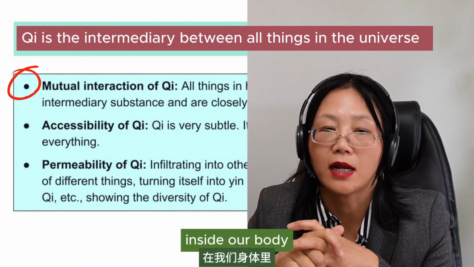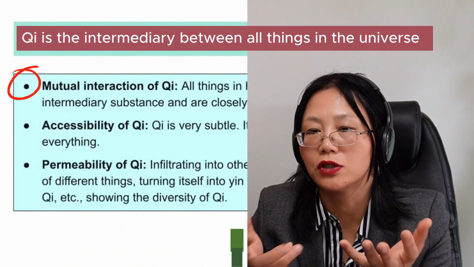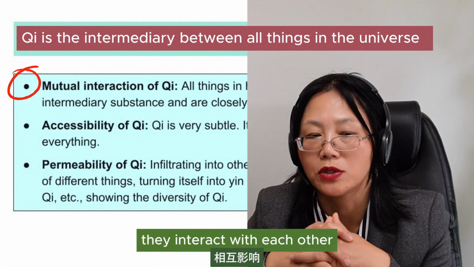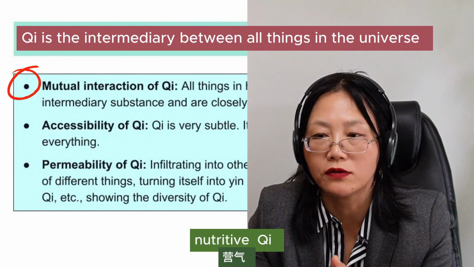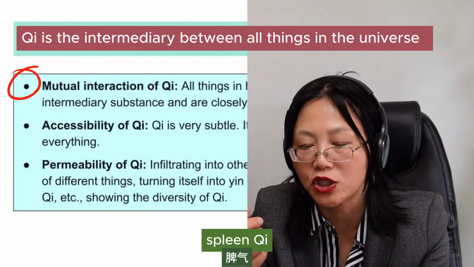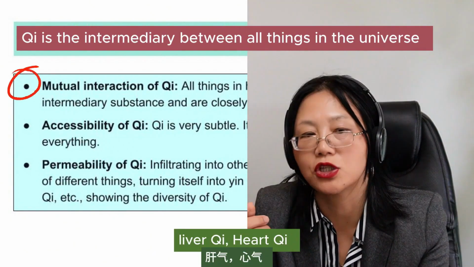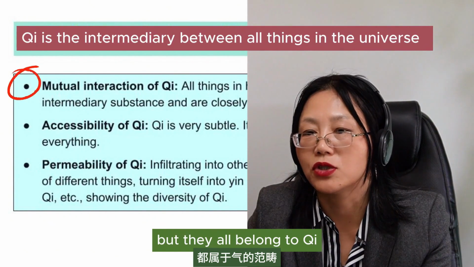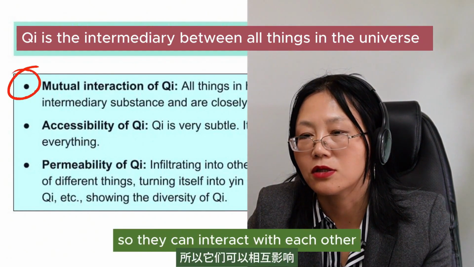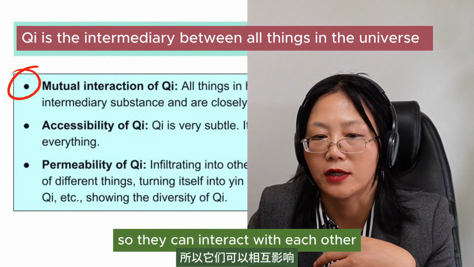Like the organs inside our body, there are different qis. Those different qis interact with each other. Outside qi, inside qi, defensive qi, nutritive qi, kidney qi, spleen qi, liver qi, heart qi, lung qi. So many qis, but they all belong to qi. Because they are qi, they can interact with each other.